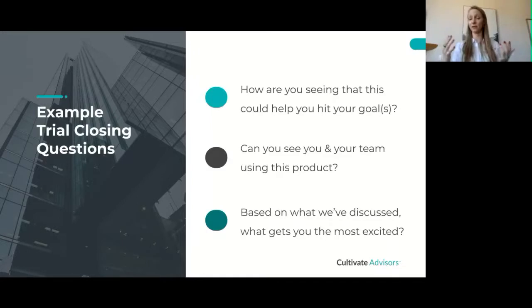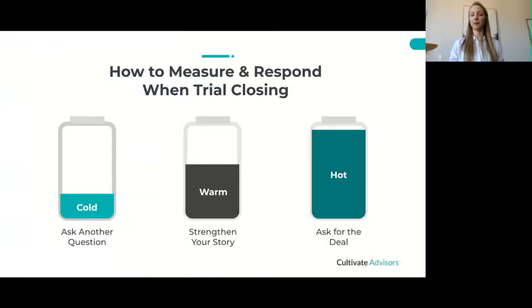There's tons of them. But here's what they sound like. How are you seeing that this could help you hit your goal? Can you see you and your team using this product? Based on what we've discussed, what gets you most excited? Okay? These are some examples of trial closing questions that you can use throughout the conversation to check in where they're at. And this is why it's important: the answers that they give you to those questions are going to tell you whether they're cold, warm, or hot.